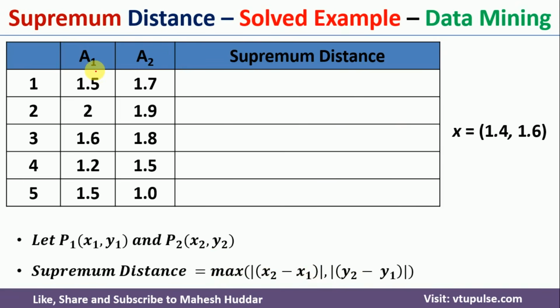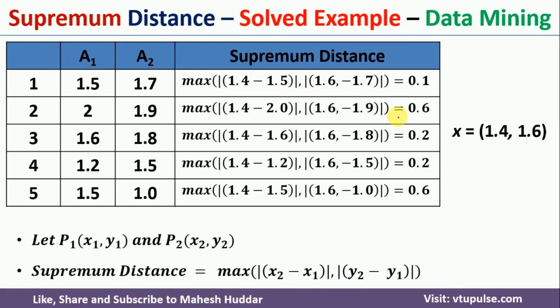Coming back to the next one, that is Supremum distance. If you want to find the distance between two data points with respect to Supremum distance, the formula looks something like this. That is the maximum of the absolute value of (x2 minus x1) and the absolute value of (y2 minus y1). Again the same thing, x2 is here, y2 is here, x1 is over here and y1 is over here. If I put those values, we will get 0.1 here and 0.1 here. The maximum is 0.1. But in the second case, we will get 0.6 here and 0.3 here. The maximum is 0.6. So that is the answer.